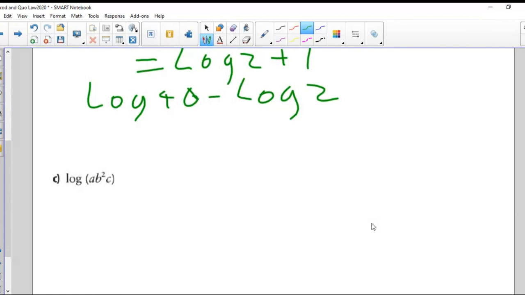So the log of a b squared c. Okay. So I've done this enough times now. Can you give me another way to write that? The log of a b squared c. Give me a sum or difference that would mean exactly that.